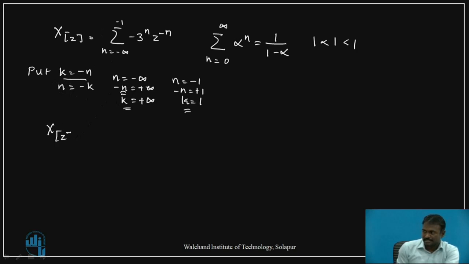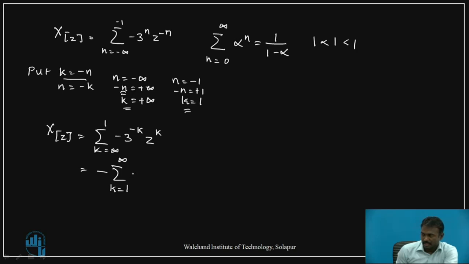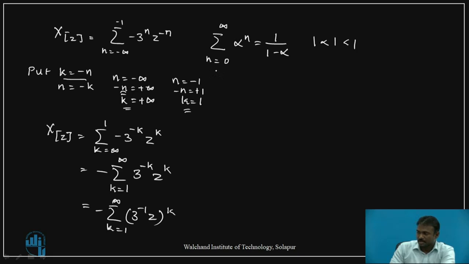So X(z) is written as the summation k equal to infinity to 1 of minus 3 to the power minus k into z to the power k. We take this minus sign outside the summation. So minus summation k equal to 1 to infinity of 3 to the power minus k z to the power k. So this will be written as minus summation k equal to 1 to infinity of (3 inverse z) to the power k. But still the limits of the summation are not identical with the infinite summation identity here.